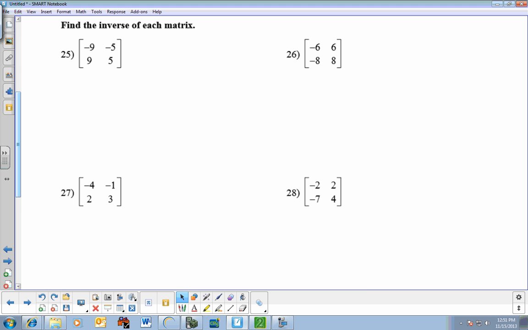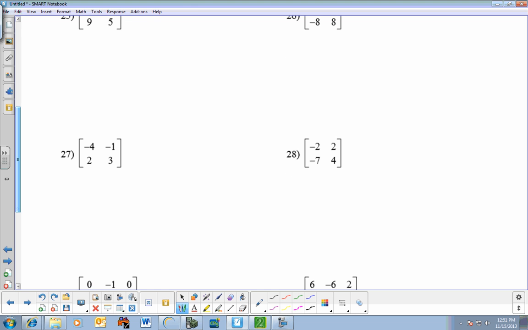So let's do 27. First thing is to find the determinant. The determinant for this one should be negative 12 minus negative 2, so negative 12 plus 2, or negative 10. So my inverse is going to be 1 over that times the matrix where negative 4 and 3 switch places, and negative 1 and positive 2 switch signs.